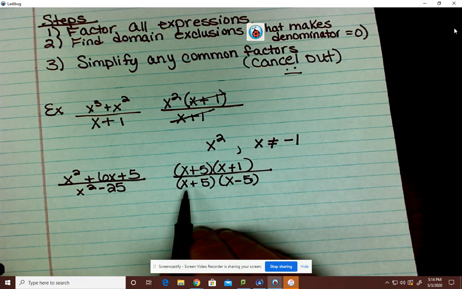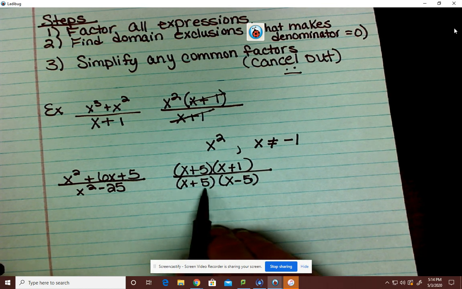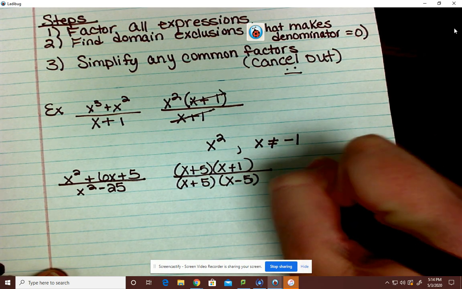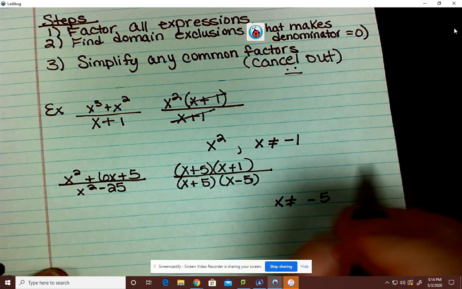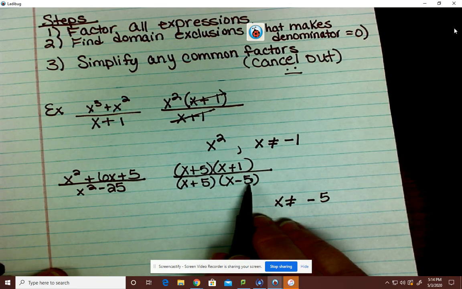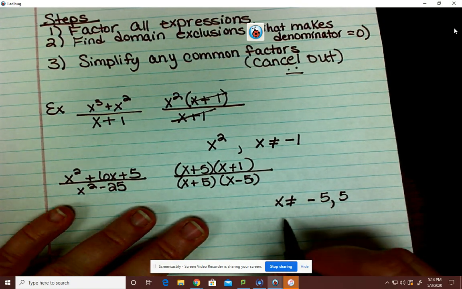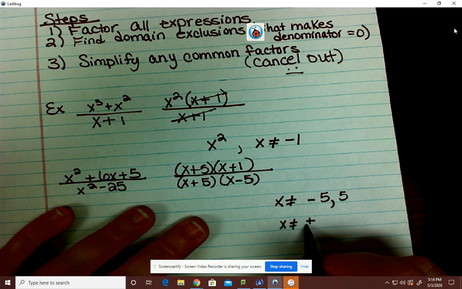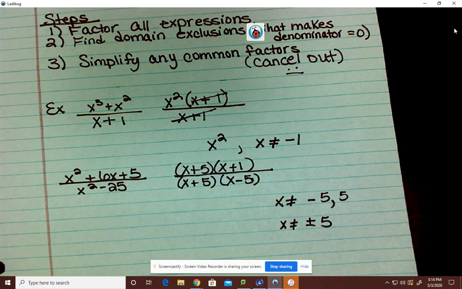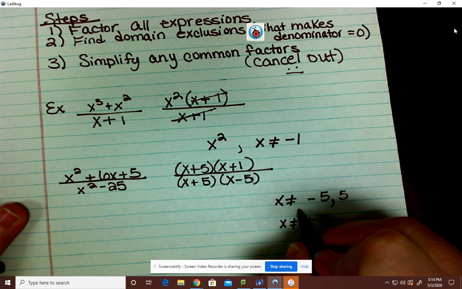So what makes this expression equal to 0 is -5. So x can't be -5. What makes this is 5. So you can write this 2 ways. You can write -5 or 5, or we wrote this before, plus or minus 5. Either way you want to do that. You can write it either way.